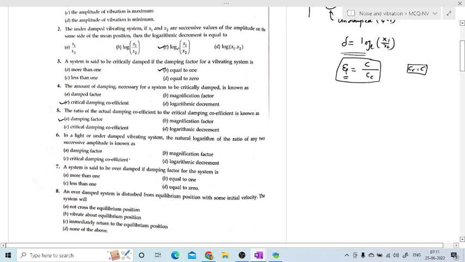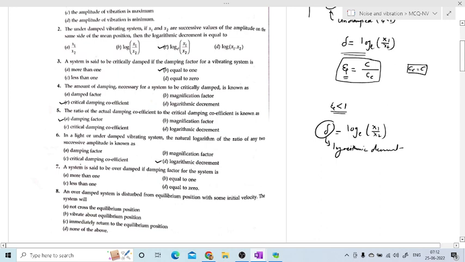Now next question. In a light or underdamped vibrating system, means here they have considered zeta is less than 1, so the system is underdamped. The natural logarithm of the ratio of any two successive amplitudes is known as, see, natural log of successive two amplitudes. So this is the formula of delta, and delta means it is the logarithmic decrement. So the answer is logarithmic decrement.